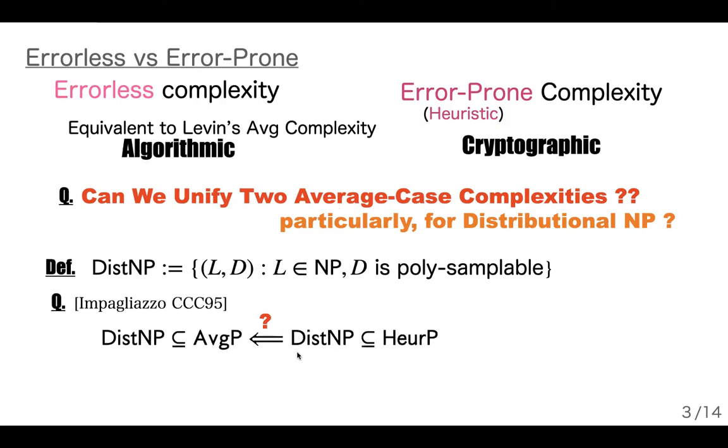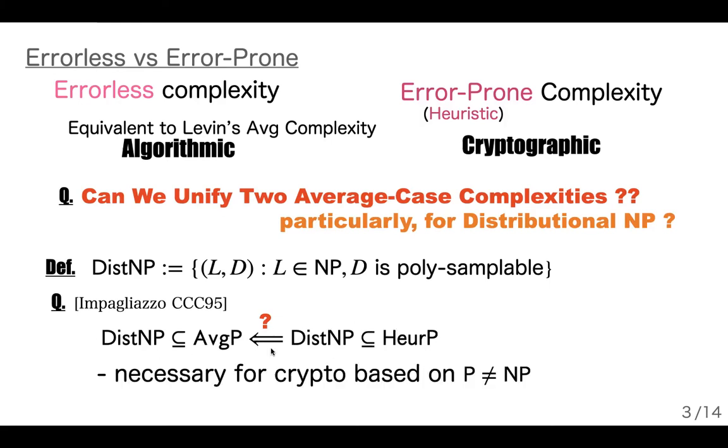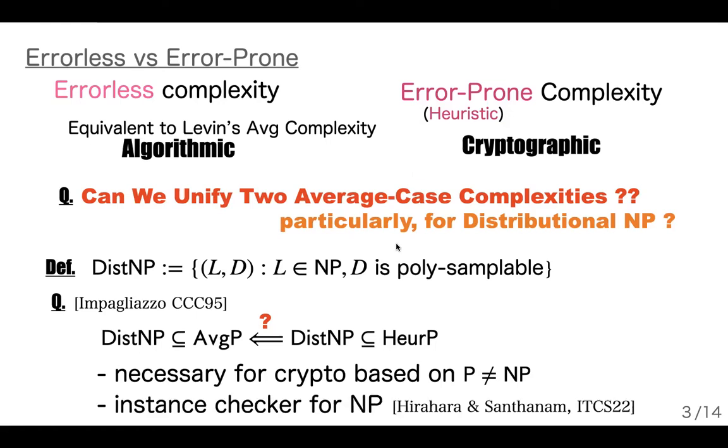Can we show the equivalence between these two notions, especially can we show this direction? If we can show this, then we can change the weaker hardness notion in errorless complexity to the stronger hardness notion in error-prone complexity, which is required for cryptography. And this is a necessary step for cryptography based on the hardness of NP. And recently, Hirahara and Santhanam showed that this question is also related to another topic in complexity theory, that is instance checkers for NP.